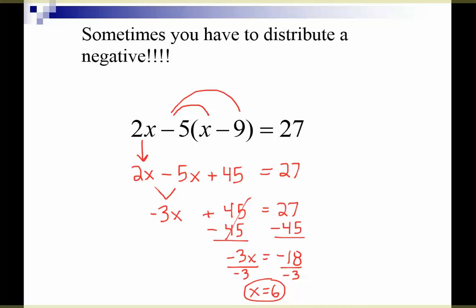I start inside the parentheses, and I get 6 minus 9 is -3. And that -5 times -3 is a +15. And then the 2 times x, 2 times 6 is 12. So I end up getting 12 plus 15, and guess what that equals? 27. So that is equivalent on both sides, which means 6 is the right answer. So you always want to double check. Okay, so far so good.